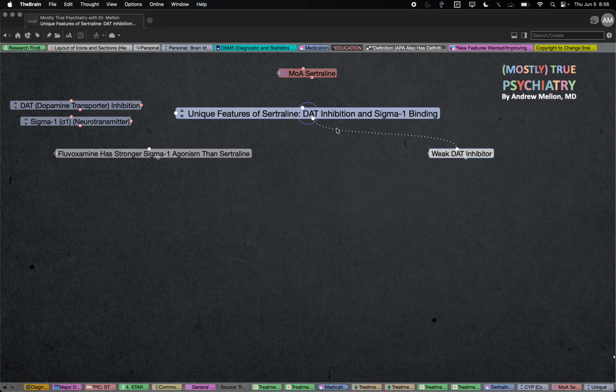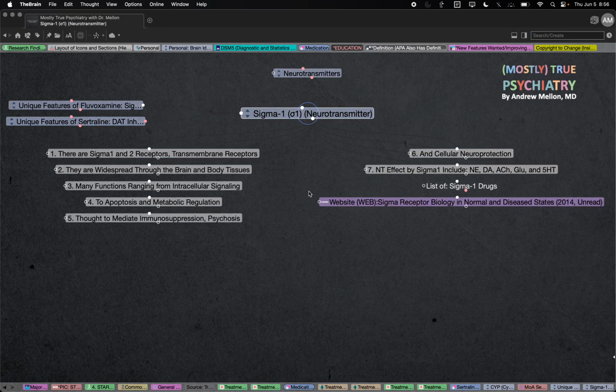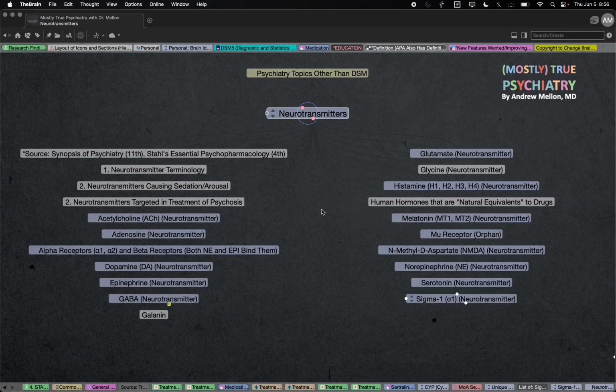So, right, it has DAT inhibition, but it also has sigma-1 binding. Well, what's sigma-1 binding? It's this kind of thing. What are other drugs that are sigma-1 binding? It's these kind of drugs. What is information on other neurotransmitters? Okay, we got lots of that information as well.